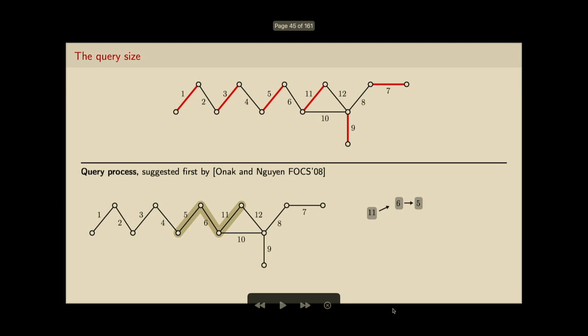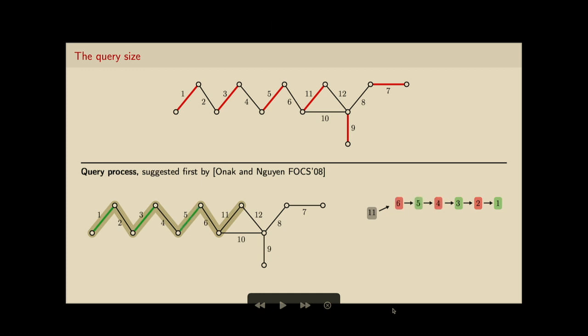6 recursively queries 5. We go on and on until reaching edge 1. 1 does not have a lower rank incident edge. So what we get is that 1 has to be in the matching. Okay, so there's nothing else preventing it from being in the matching. And then we backtrack. So 1 being in the matching implies that 2 is not in the matching. 2 not being in the matching implies that 3 is in the matching because 3 doesn't have any other edge. We backtrack all the way to 11.